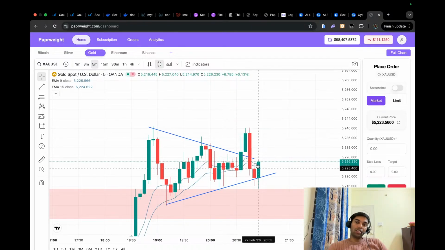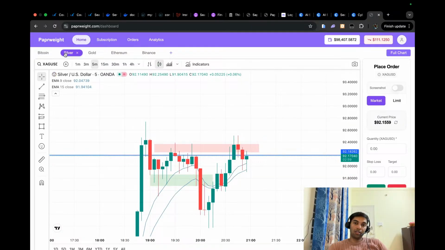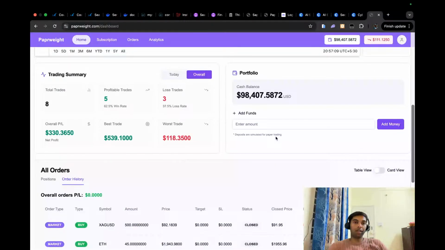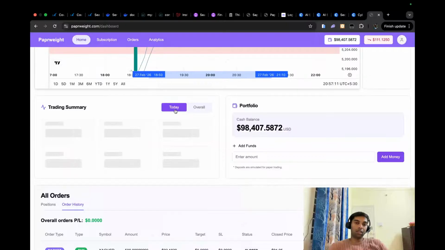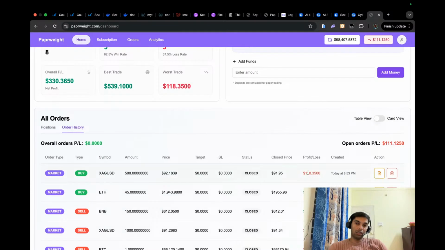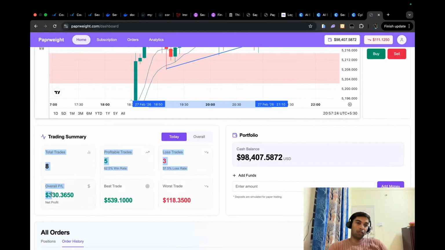Yeah, you can just see that as soon as it took a stop loss, it is taking trend line support. But never mind. I think today we had a good trading session. So let me refresh it again. Today we took 8 trades. Out of them, 5 are profitable trades and 3 are loss. The worst trade is the current trade that we took, this one. And overall we are closing in profit today.